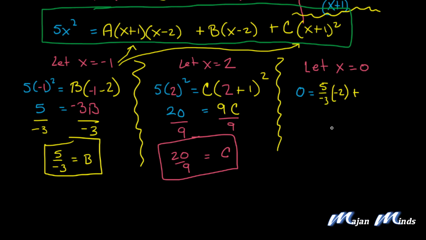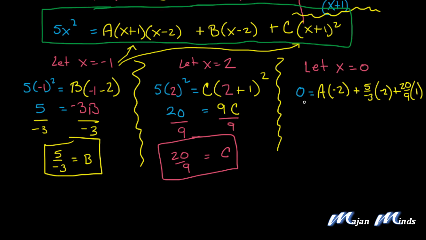Ooh, that was not right. I shouldn't have put that in there. Let's go back a little bit, because a is not 5 over 3. We don't know what a is. A times negative 2. That's what we just calculated, the negative 2 part. Now I'm going to do the b part, which is minus 5 over 3, or 5 over minus 3. And when I put 0 into here, that's also going to give me a negative 2. And then c is 20 over 9. And when I put a 0 into here, 0 plus 1 is 1. 1 squared is 1. So that's just a 1 right there. So now I just have to solve this equation, and I'll find out what a is.